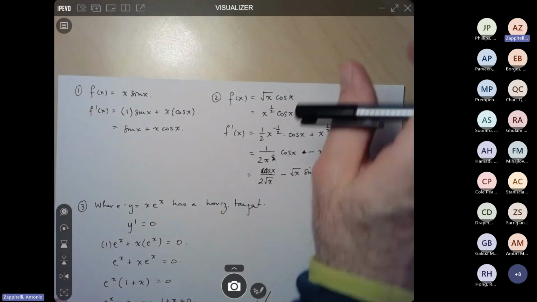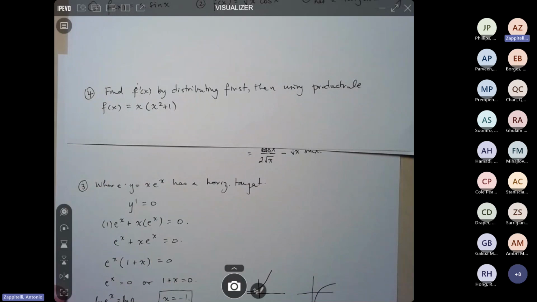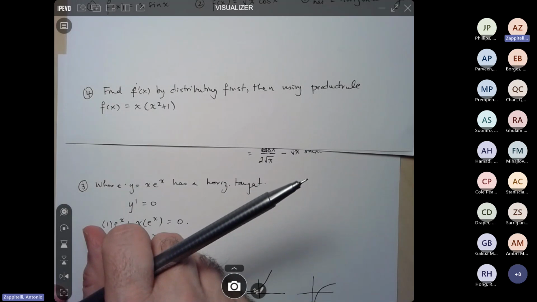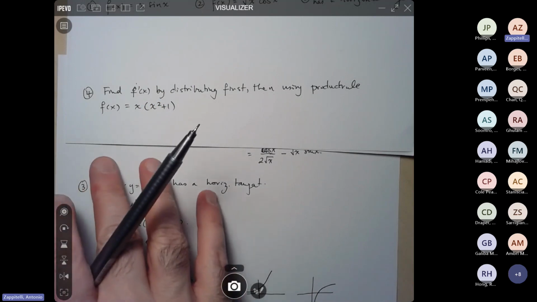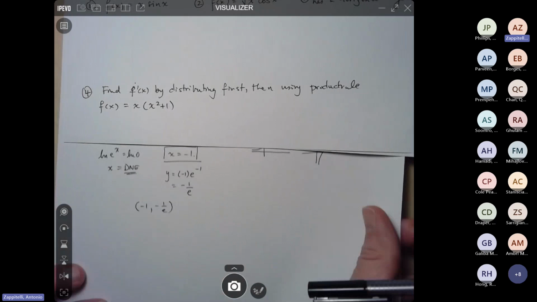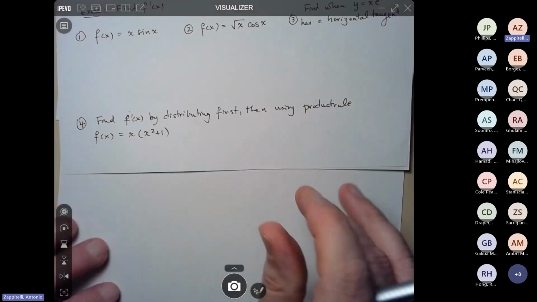So now the last question I asked you to do was to confirm that the product rule makes sense. I asked you to first find the derivative using distribution, and then to find the derivative using the product rule. Let's make sure that we get the exact same answer, because if we don't, we've got a problem.